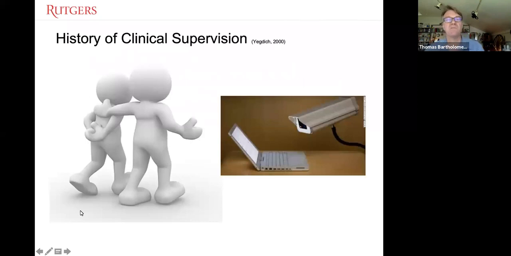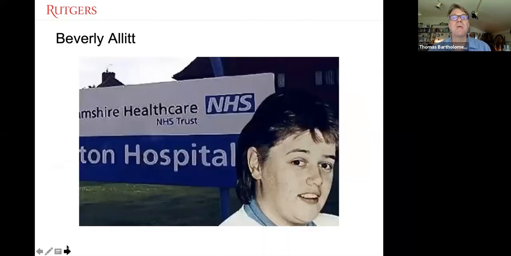All right, starting with the history of clinical supervision, a woman named Carol Yedich did extensive work in this area. And she found that supervision began largely in nursing and involved trying to support nurses in their very difficult role, and this was primarily in England. And so it was started as an effort at support.